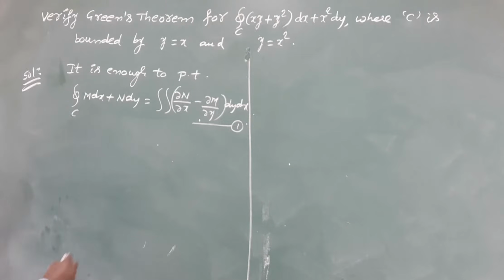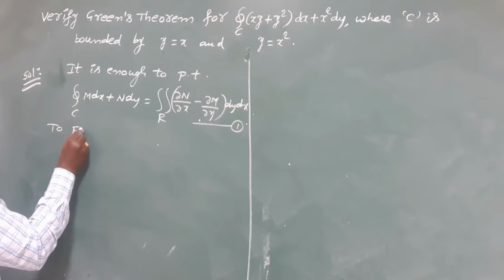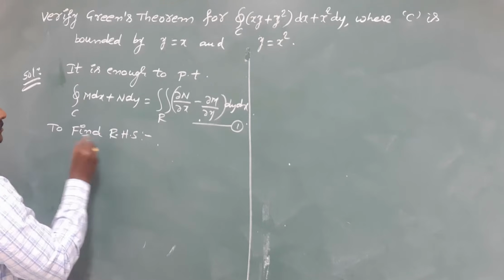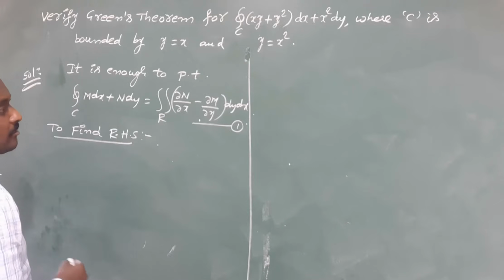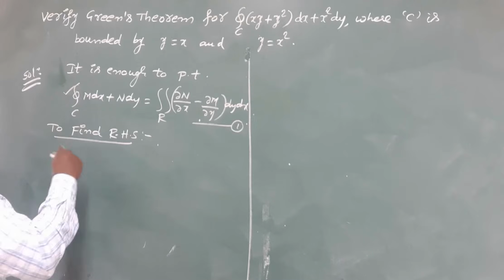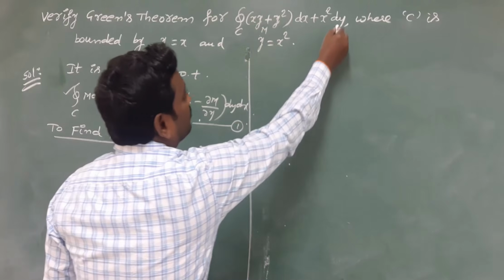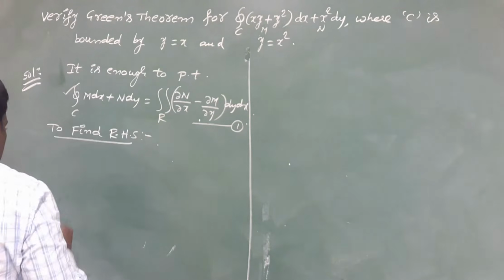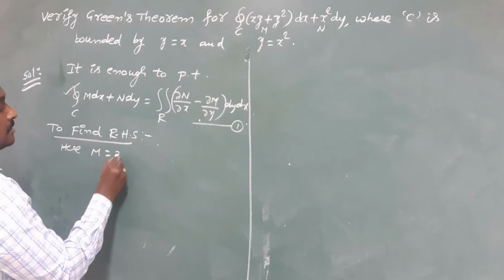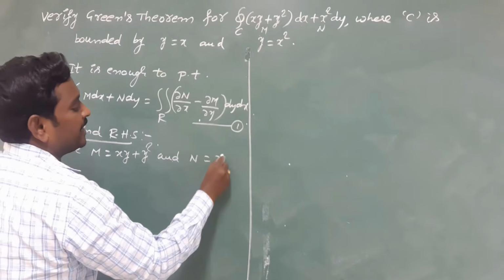Okay, first of all I will find the right hand side value. So here we have to write what M and N are. Compare the left hand side of Green's theorem with the given problem. The coefficient of dx is capital M and the coefficient of dy is capital N. So here capital M is equal to xy + y², and capital N is x².